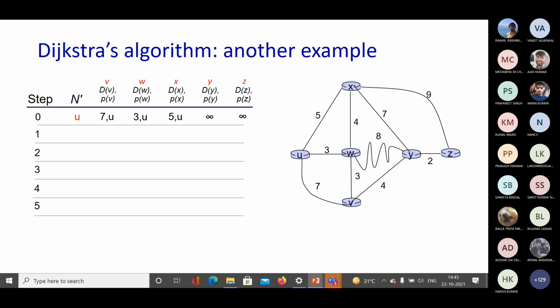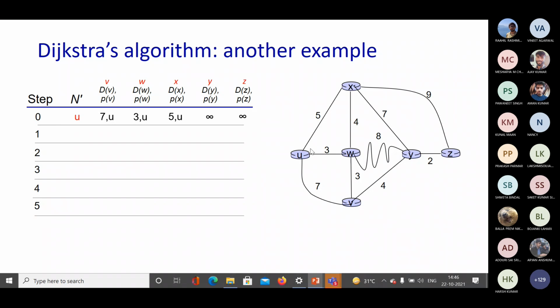In Dijkstra, now what should be the next node? So U to W is 3 comma U. That's the minimum one, so you put W in N dash now. And now from W you will find out its directly connected nodes and the cost for that. So you will check from W to V, W to X, and W to Y.